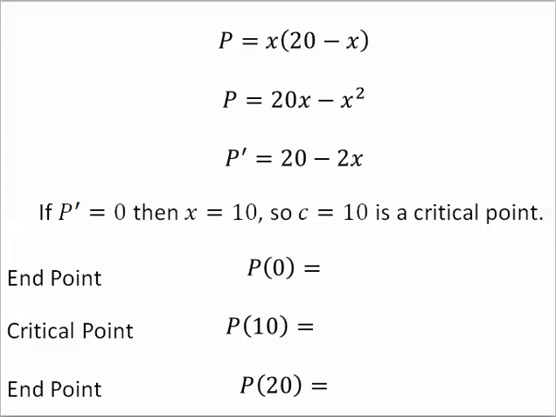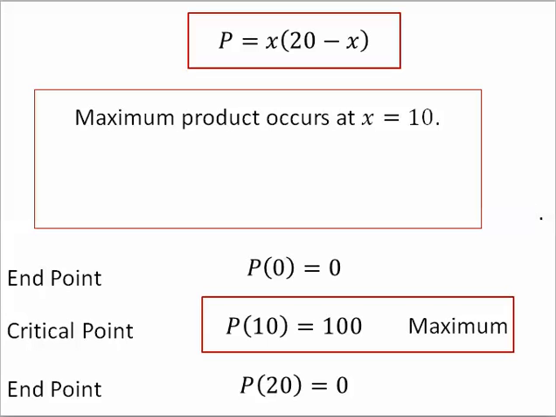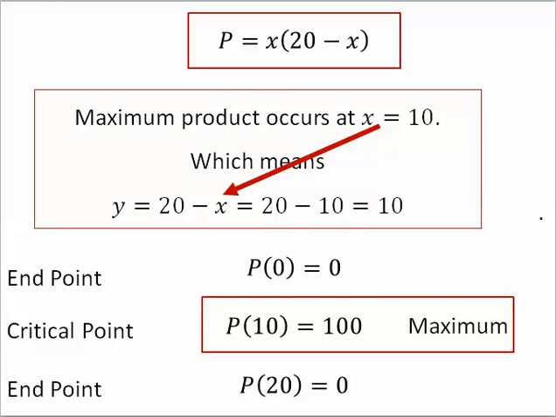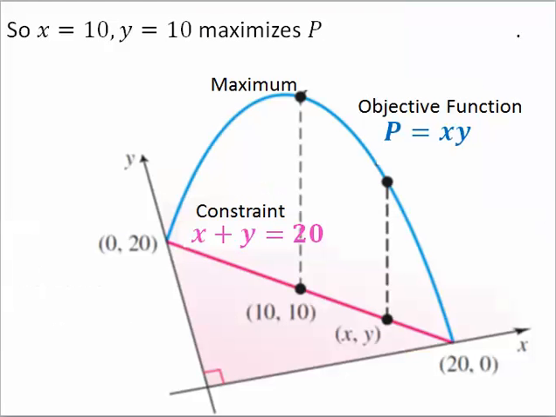What's the objective function if x equals 0? What is the objective function if x equals 10? How about if x equals 20? Once you evaluate, you find your maximum value. The maximum product occurs at x equals 10, which means that y is also 10. So x equals 10 and y equals 10 maximizes p with a product of 100.